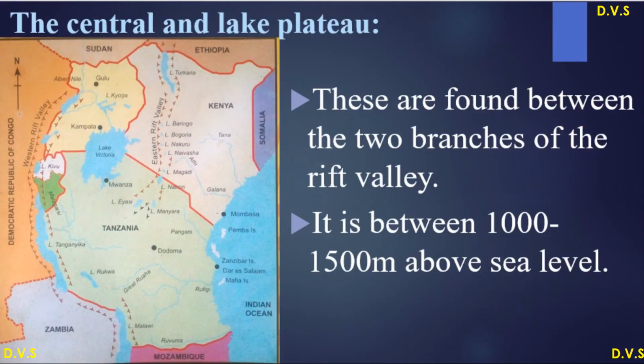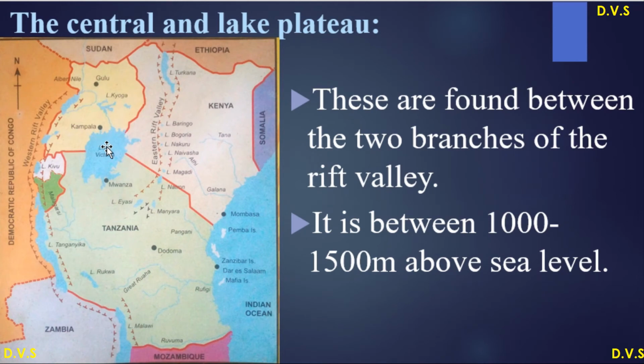The Central and Lake Plateau. As we said, this region mainly is found between the two branches of the Rift Valley. This is the eastern arm, this is the western arm, but this space in the middle, between these two arms of the valley, is what we are calling the Central and Lake Plateau.